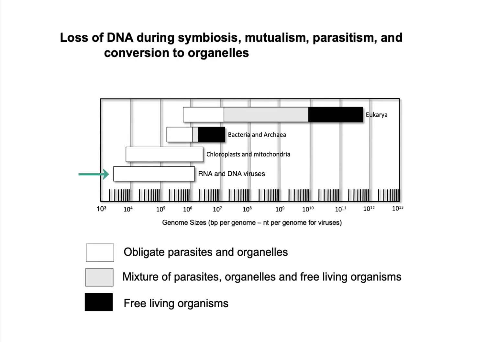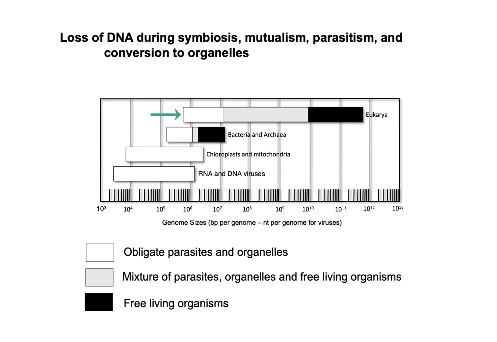The RNA and DNA viruses are obligate parasites. Chloroplasts and mitochondria require them to be inside those cells for their survival. And then in bacteria, you have some parasites, some symbionts, some endosymbionts in the white. The black bars indicate free-living bacteria and archaea, and then there's a gray area in between where some of those organisms are parasites and symbionts and others are free-living.